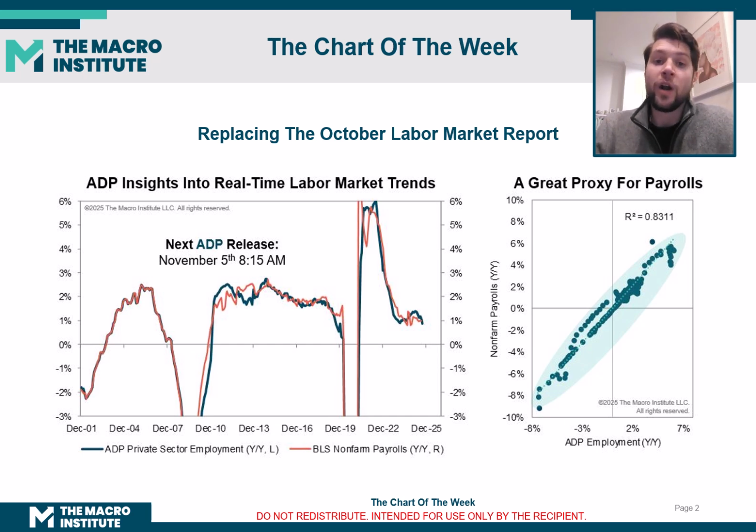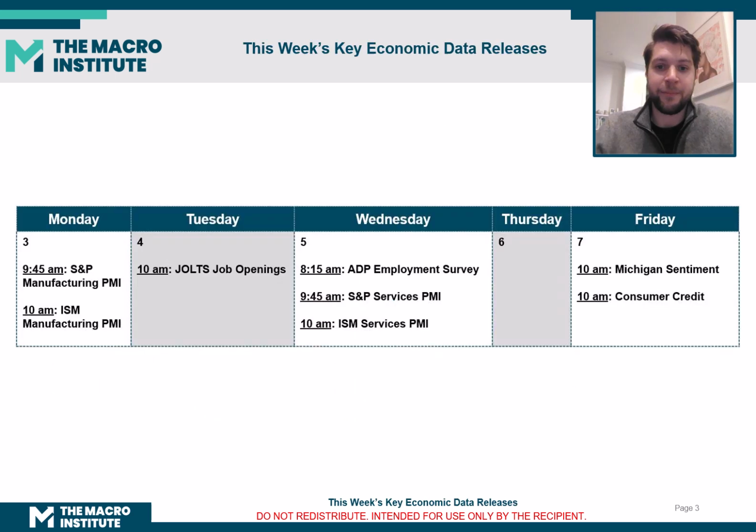So that said, we're not completely flying blind in what's going on with labor markets. The ADP employment report is still on deck. And contrary to some doubters, it offers a great deal of insight into the official payroll figures that we are not getting. And that's what our chart here shows. So as you can see, the R squared of this relationship is 0.83. And just a friendly reminder, an R squared of 0.83 is exceptionally high for a single variable relationship. So we'll be looking into the ADP report as a sort of proxy of the October labor market report that we are not going to get this week, unfortunately.